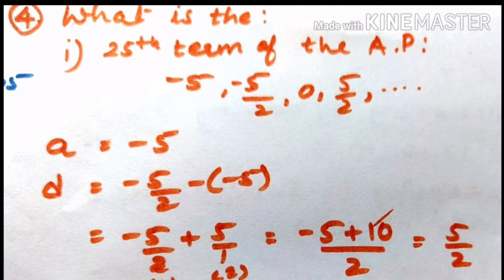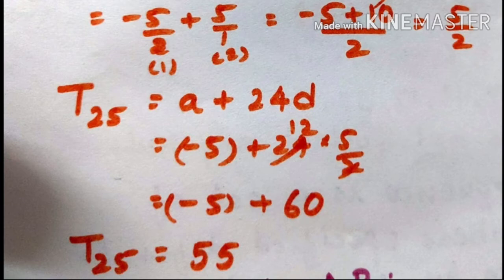Now they asked to find the 25th term of the AP. In the previous video we have already learned a formula to find Tn, the nth term. That formula is Tn equals a plus n minus 1 into d. Here I want to find the 25th term, so instead of n minus 1 we can write 24, because n is 25, and 25 minus 1 is 24. So T25 is equal to a plus 24d.